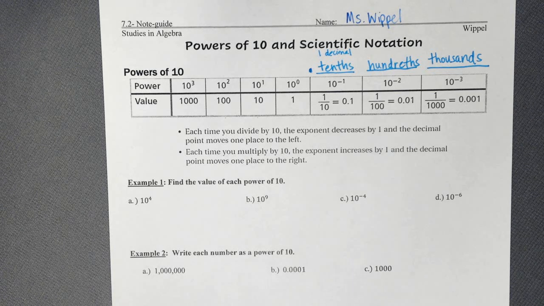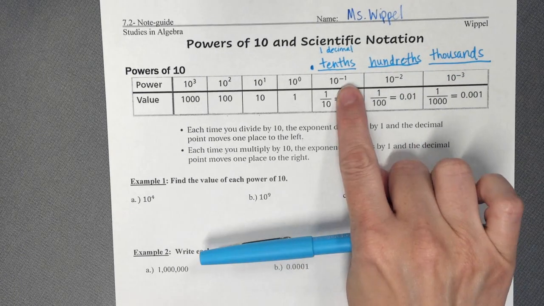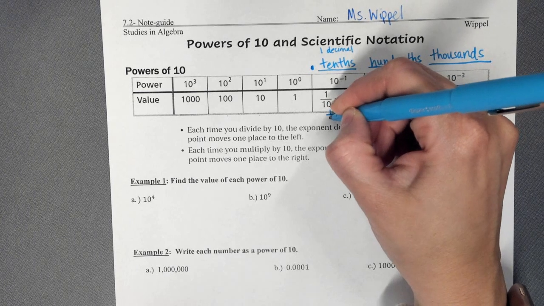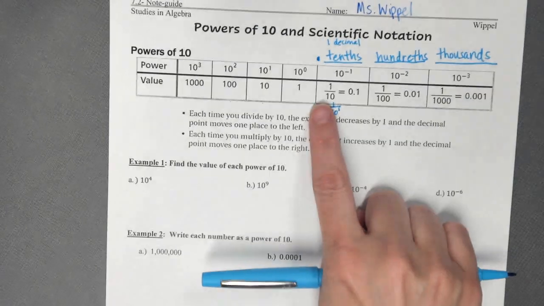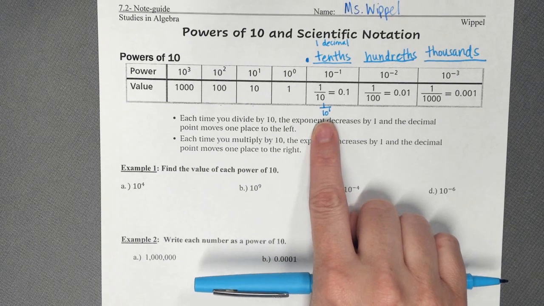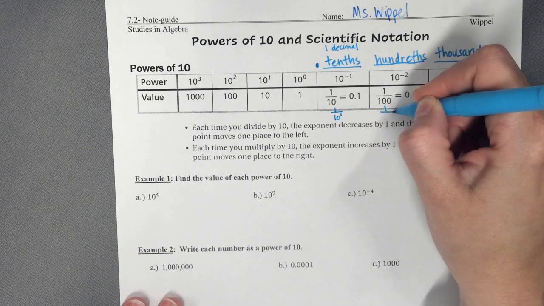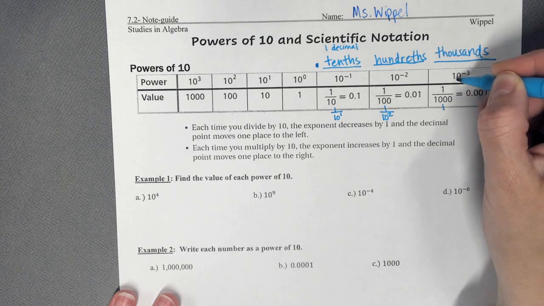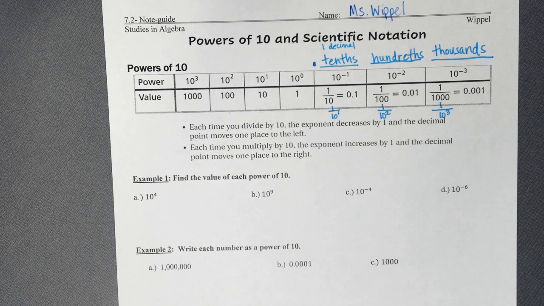All right, something else that we learned is whenever you have a negative exponent, to make it positive, you put the number under 1 and you raise it to the positive power. So 1 over 10 is 1 over 10 to the first. 1 over 100 is just 1 over 10 squared. And 10 to the negative third is 1 over 10 to the third. That's what we practiced yesterday.